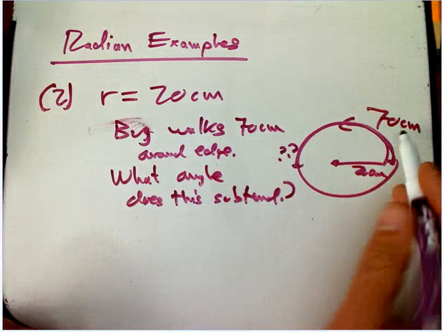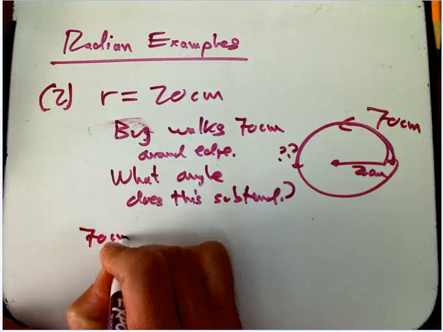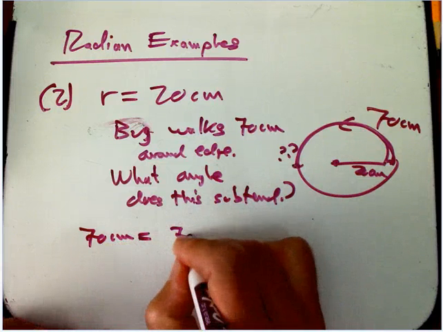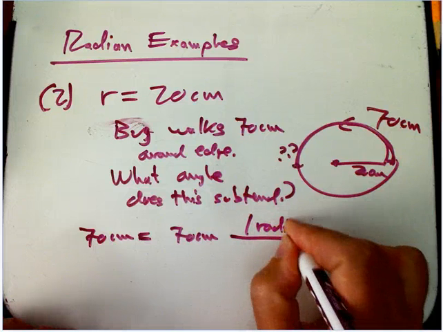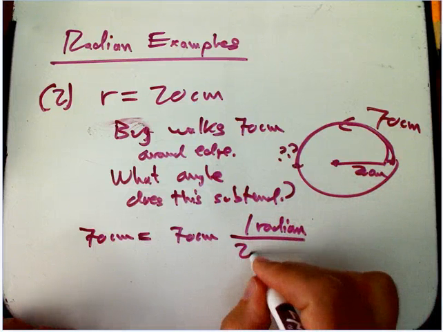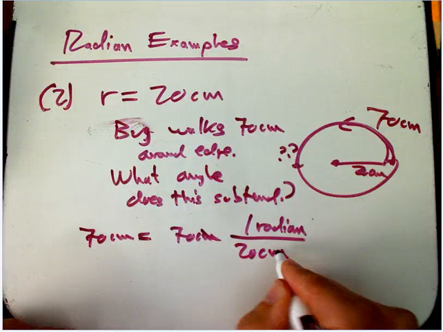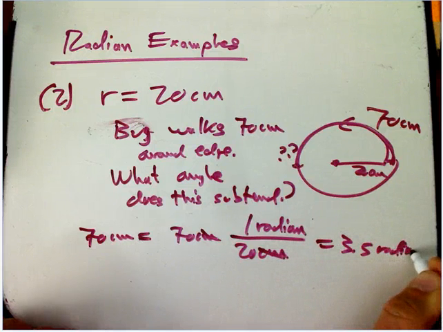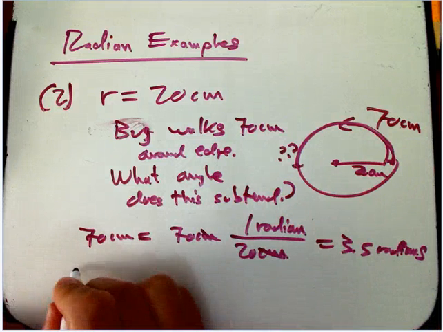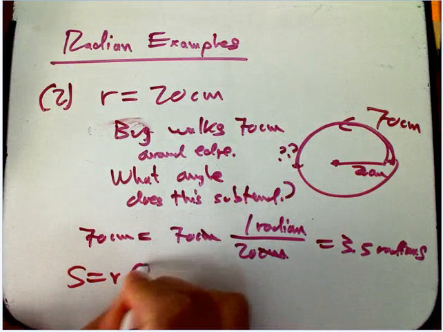We just convert that to radiuses. 70 centimeters times, well, 1 radian, again, is 1 radius. Cancel out, you get 3.5 radians. If you don't want to see it as a unit conversion and you want to see it more algebraically, you'd say S equals r theta.